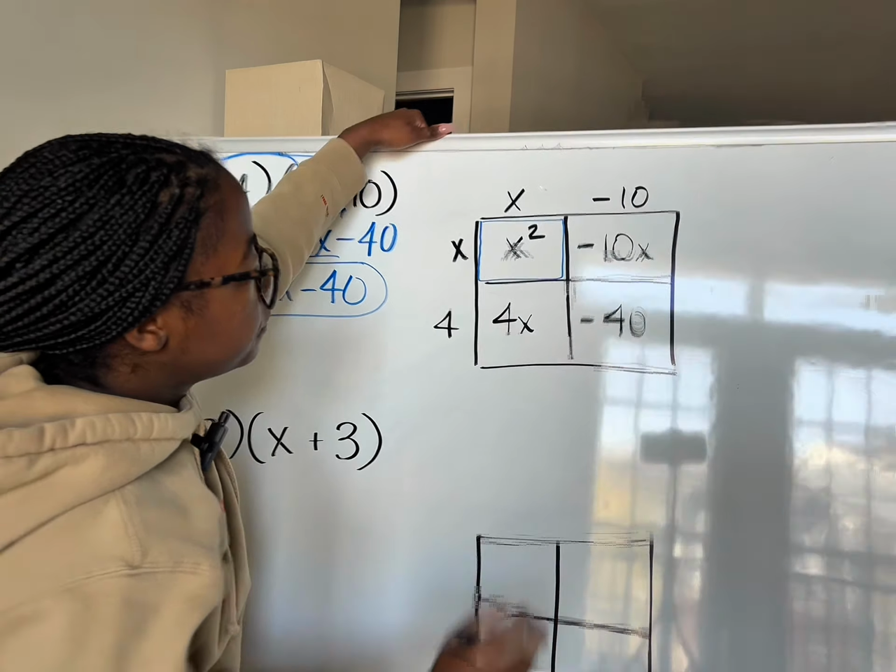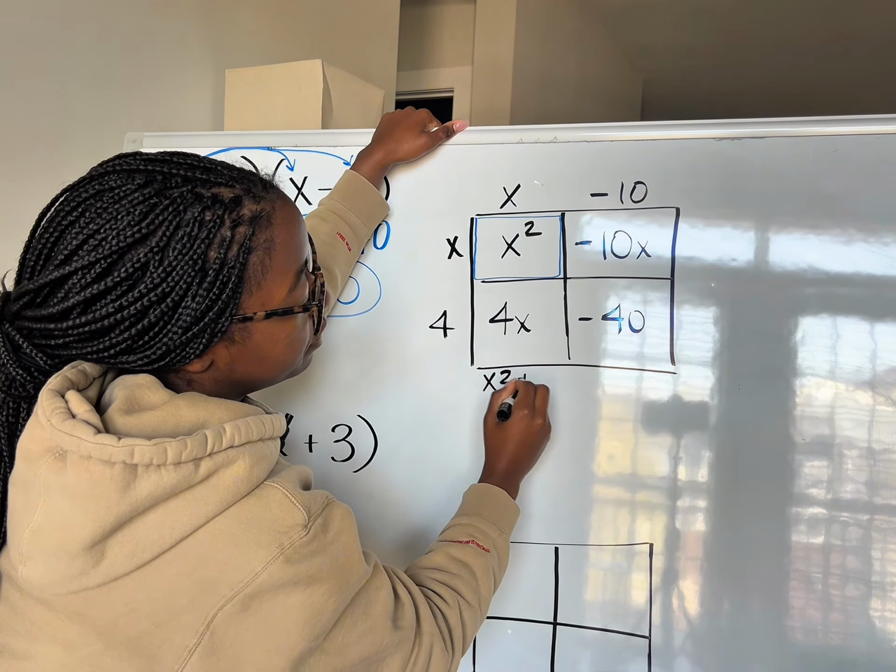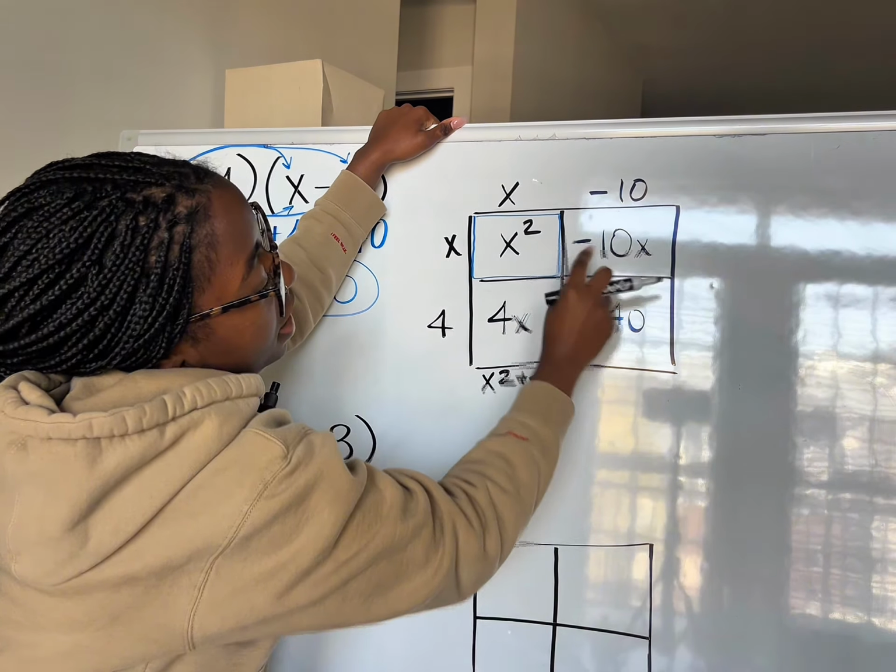Then you write them out. So I'll say x squared. That's a positive 4x, so I know to say plus 4x minus 10x.